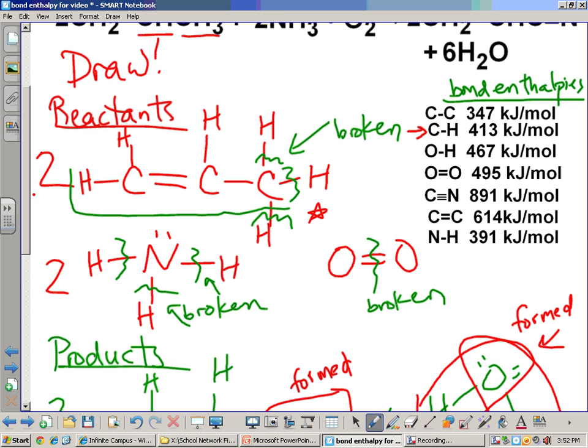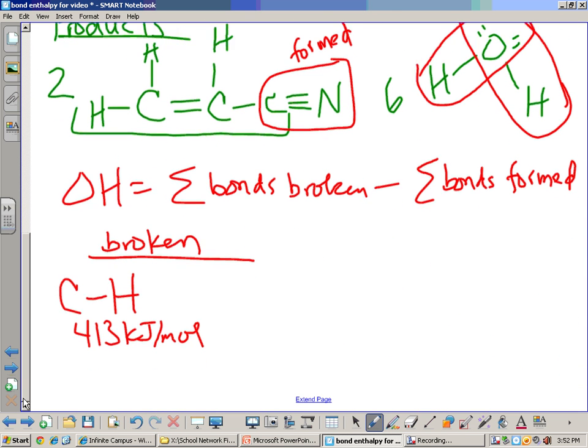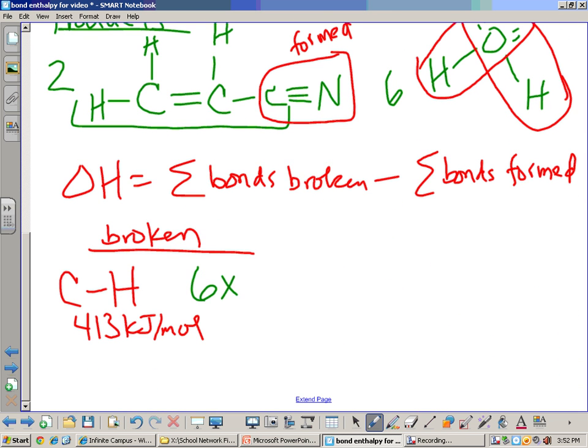So how many times are we breaking it? We're breaking it 1, 2, 3 times. And if you say 3 times and that's how many times you're breaking it, you're wrong. Because, yes, we break it 3 times, but oh, look, we have 2 of these molecules, which means that we're breaking that C to H single bond 6 times. 6 times we're breaking that C to H single bond.